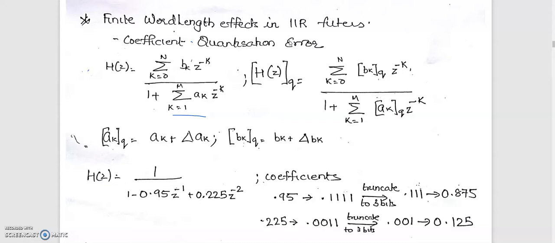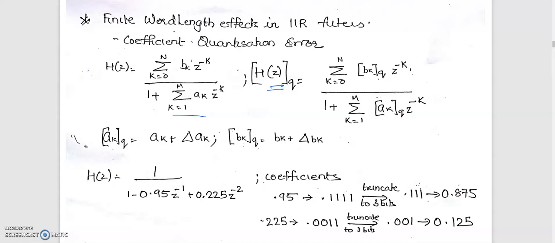When you quantize the coefficients, the new transfer function will become H(z) of q, which means the coefficients are quantized. So a_k of q will be equal to a_k plus delta a_k, and b_k of q will be equal to b_k plus delta b_k.